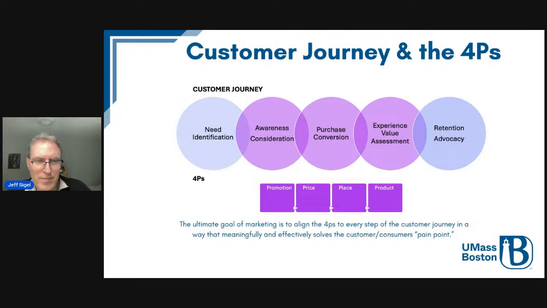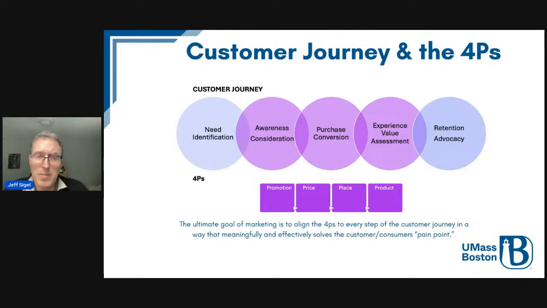Now, in real life, it's not super linear. It doesn't happen exactly this way. Sometimes the need identification might happen, and then it will take years or months or weeks, whatever it is, before you become aware of solutions, or you might be aware of the solutions, but you're not considering them. You don't feel like you have enough money. Who knows what it is?